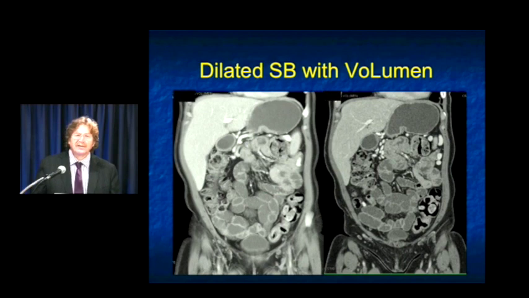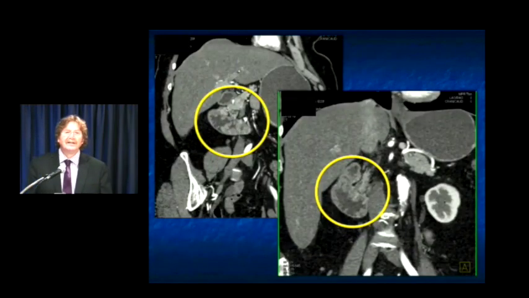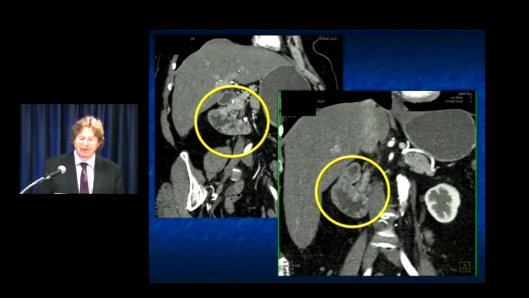They've changed the solution. Our experience has not been all that good, and we rarely use volumen. In this case, we use volumen. Again, water would work fine in the proximal duodenum. This patient had polyposis syndrome, and you can see the multiple polyps which are enhancing. So that works very, very nicely.